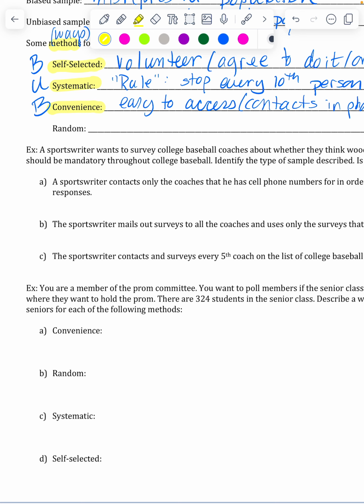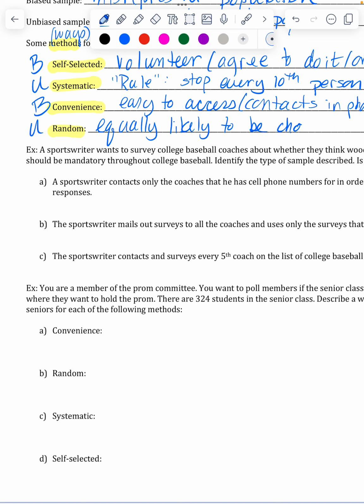Or you're sitting at your lunch table and you decide to ask your friends. Well, they're your friends because you have the same kind of thoughts and interests. So you would probably answer whatever the survey is in a biased fashion. Random is the only truly unbiased way. It's just tricky to do, but it creates a situation where everybody is equally likely to be chosen.